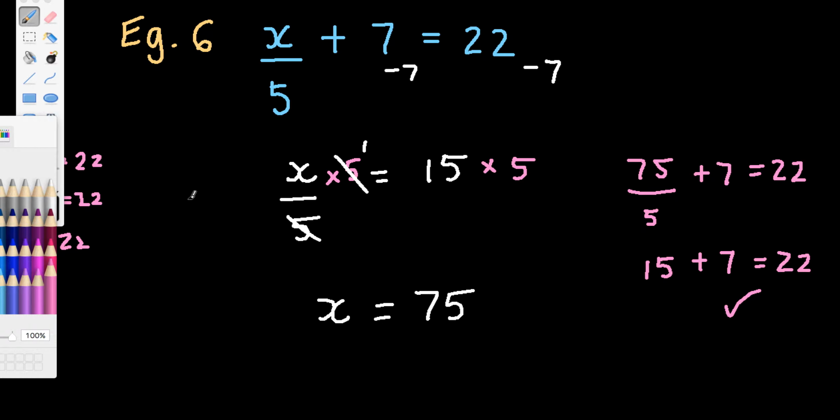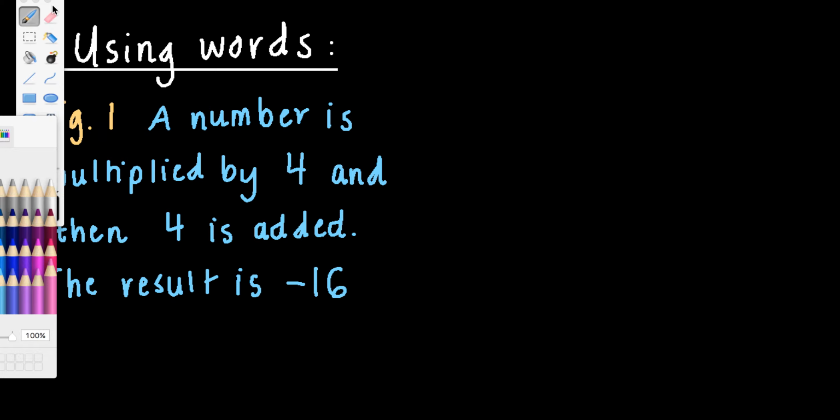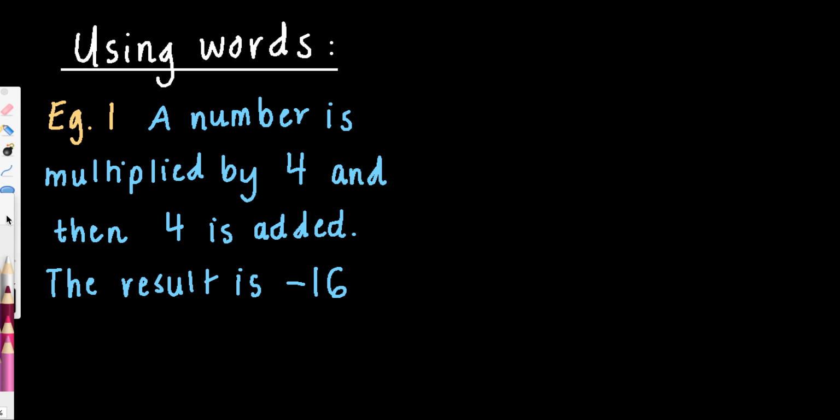To finish off with, I just wanted to show you that we can solve problems that are in words. So here's one here. With problems that are in words, you have to first get them into an equation and then use that same process we've done before to solve them. We've got here a number is multiplied by 4. It says a number because we don't know what that is. We're going to assign that a letter, a pronumeral, and I'm going to use x.